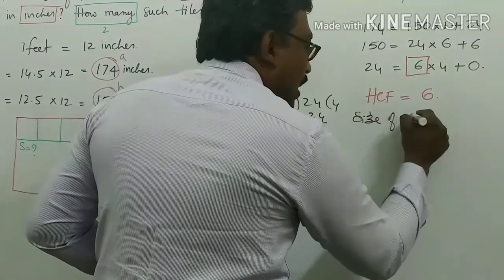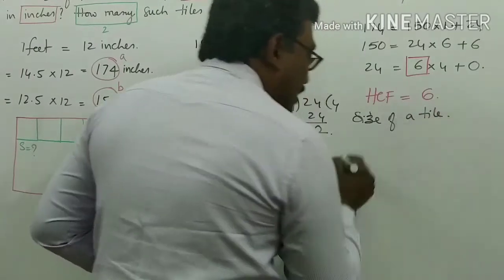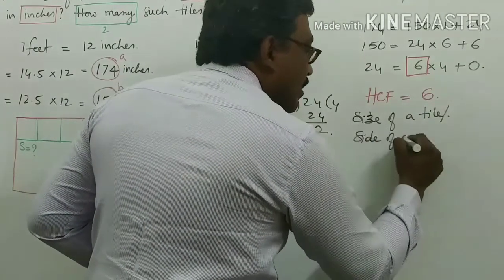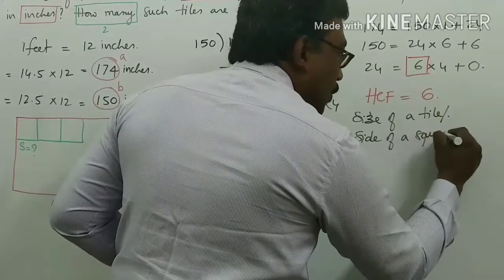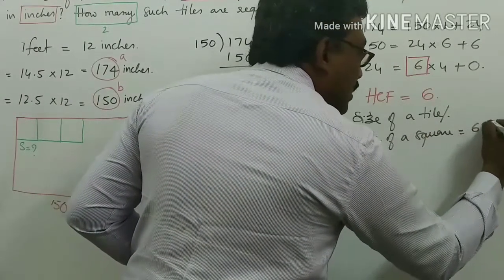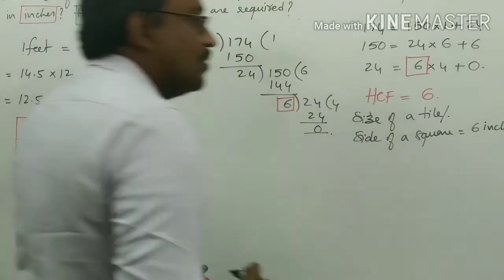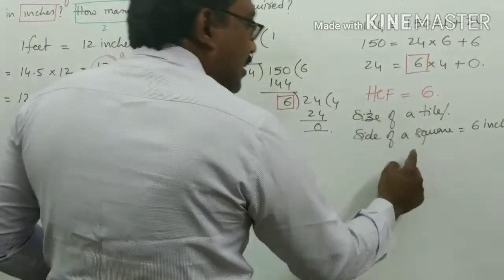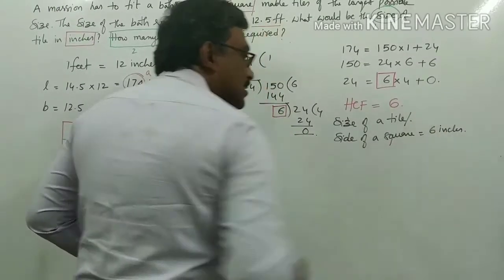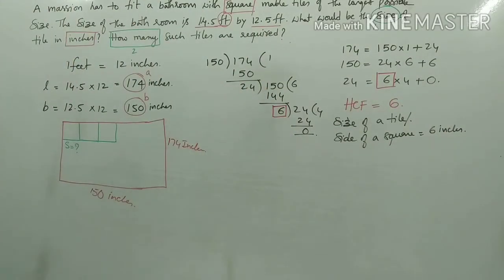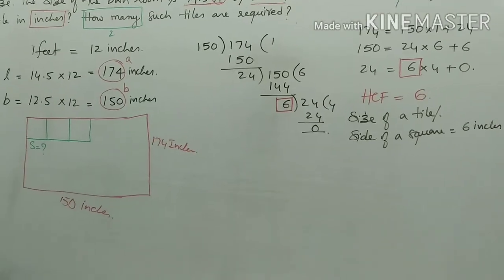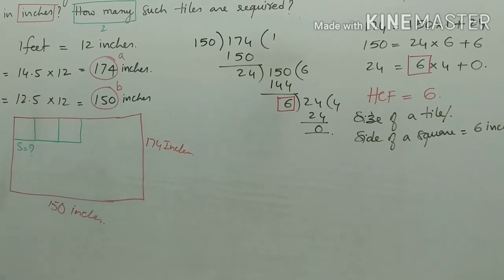Size of a tile, or else we can write side of a square, is equal to 6 inches. So the first question is clear. What would be the size? The side of the square is 6 inches. How many such tiles are required to fix in this floor? How many tiles are required?